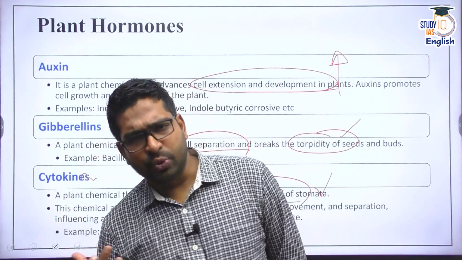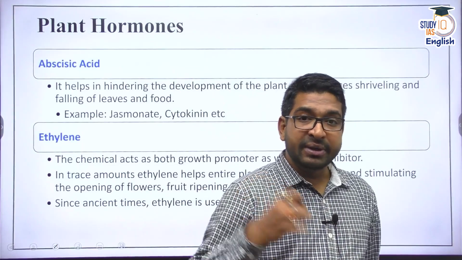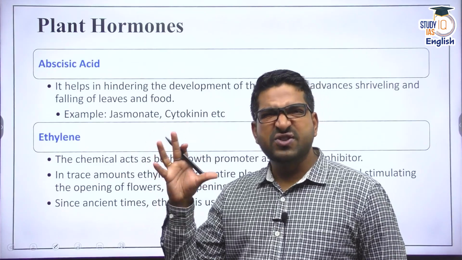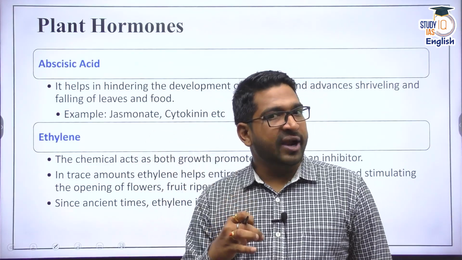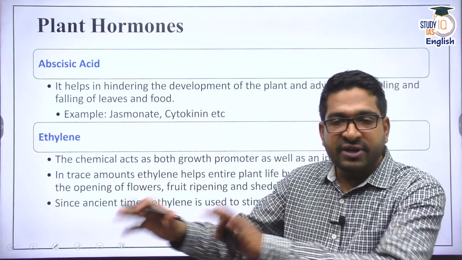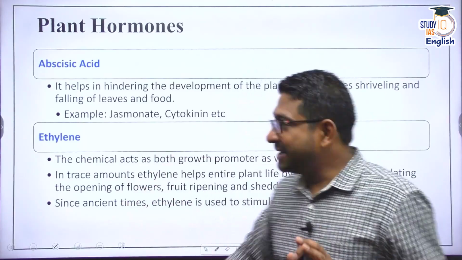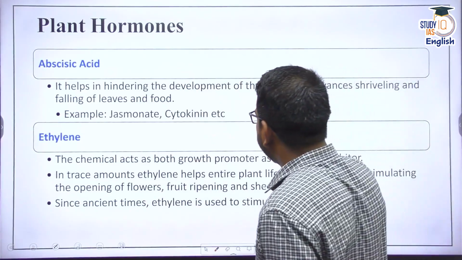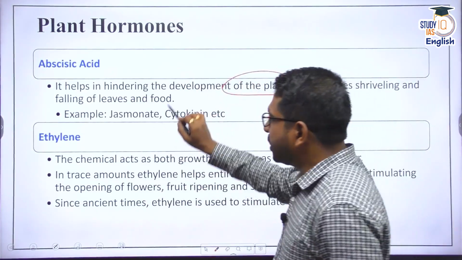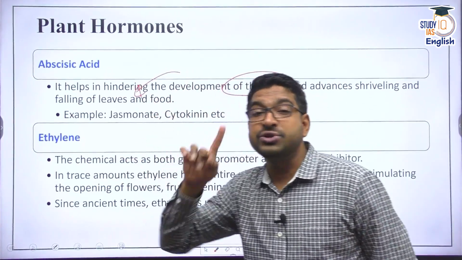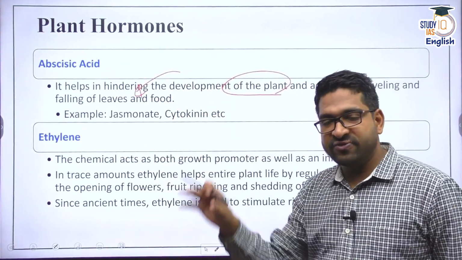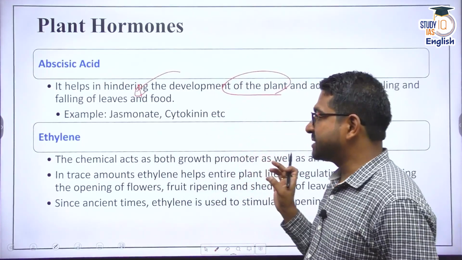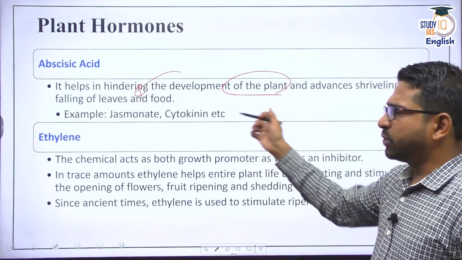These are some of the growth promoters, but there are also growth inhibitors. As I told you, the plant has to weather the tough season, and for that we need some phytohormones which help them in shedding of leaves and stopping of growth, and these are abscisic acid and ethylene. Abscisic acid helps in hindering development of the plant and helping the plant to shed its leaves. The flowers are shed, the fruits are shed, the leaves are also shed during that tough season. The examples of this are jasmonate, cytokinin, right? Cytokinin is a chemical.